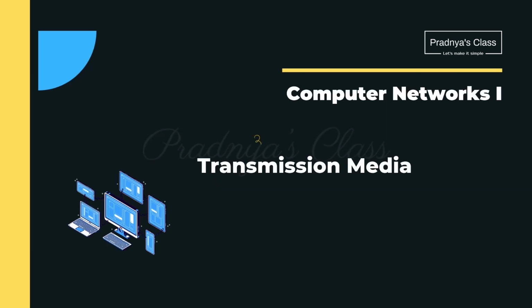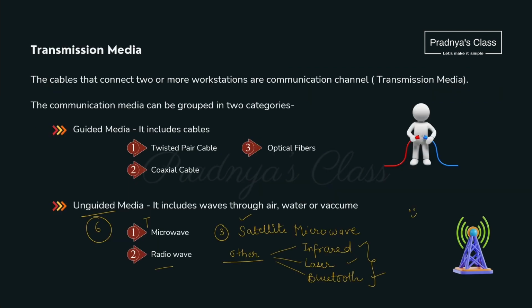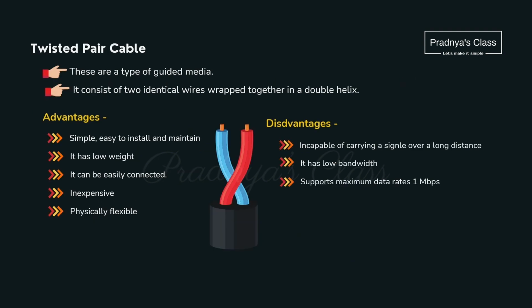Moving ahead to the third important topic, that is transmission media. It is categorized into two types, guided and unguided. There are three types of guided media: twisted pair cable, coaxial cable and optical fibers. Here we are actually providing the physical wiring. And there are a total of 6 unguided media: microwave, radio wave, satellite microwave, and here there are 3 more: infrared, laser and Bluetooth. First of all, let's talk about guided.